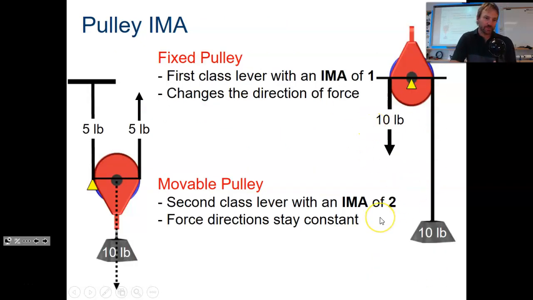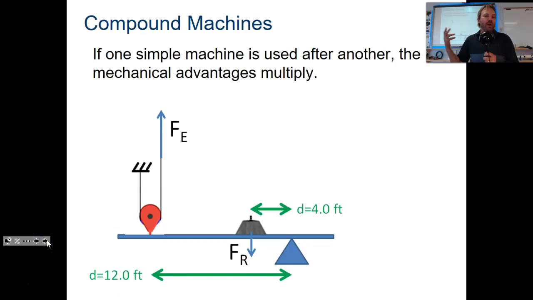This pulls down, that also pulls down. They're not pulling in opposite directions, so it's not supporting that load. Compound machines: with a compound machine, all you have to do to find the mechanical advantage of a complicated machine is multiply together all of the other mechanical advantages.